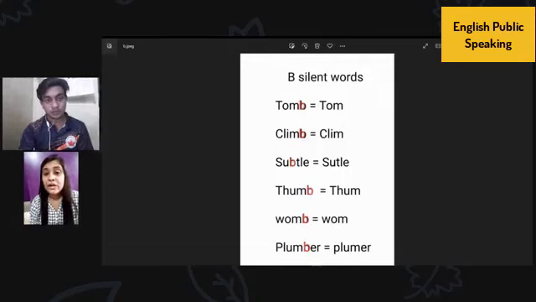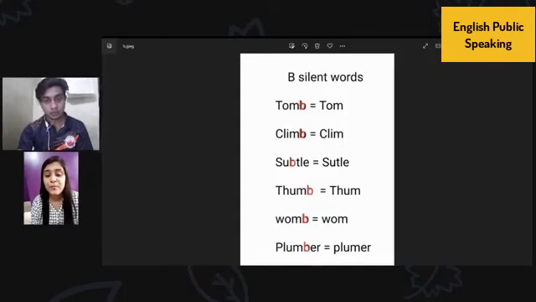First word is tomb. It's not tomb with a B sound, it's tomb. Next, climb. It's not climb with a B sound, it's climb. Next, subtle. It's not subtle with a B sound, it will be subtle. Next, not thumb with a B sound, it will be thumb.